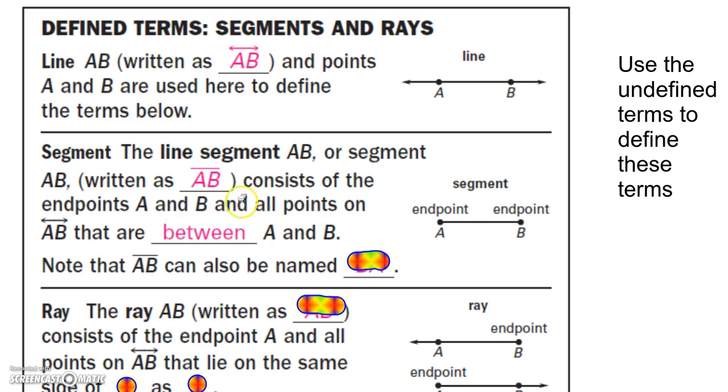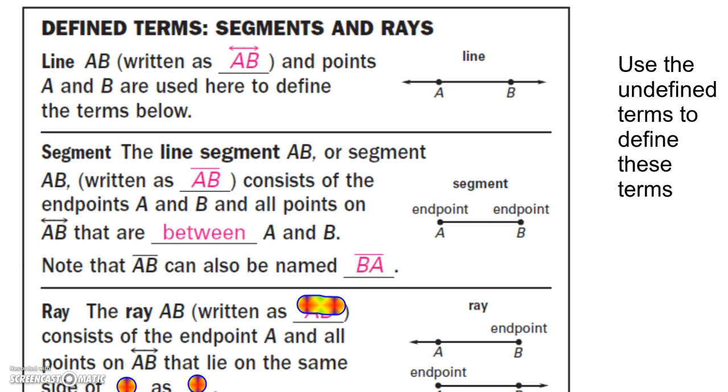So line segment AB consists of the endpoints A and B and all points on line AB that are between A and B. A and B are the beginning and the end, so to speak, of the line segment, and then there's an uncountable number of points there. Maybe it would be considered infinite. And just like with a line, I could say line AB or line BA. Same thing with a line segment. The order of the named points does not matter.